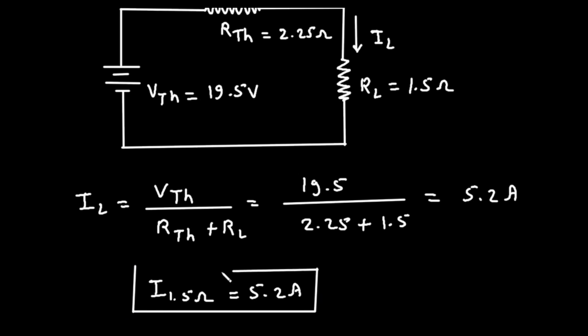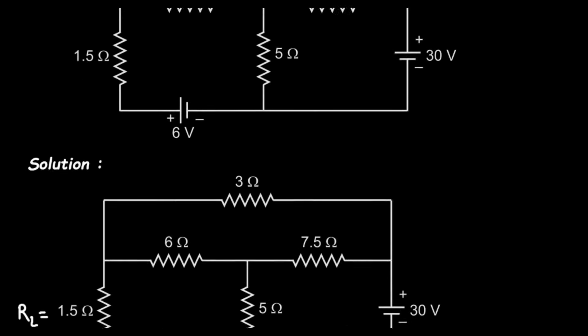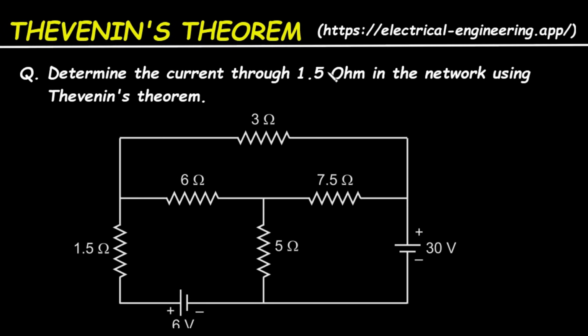So this is how we can find the value of current by using Thevenin's theorem. And this is what we have to determine, the current through 1.5 ohm in the network using Thevenin's theorem.